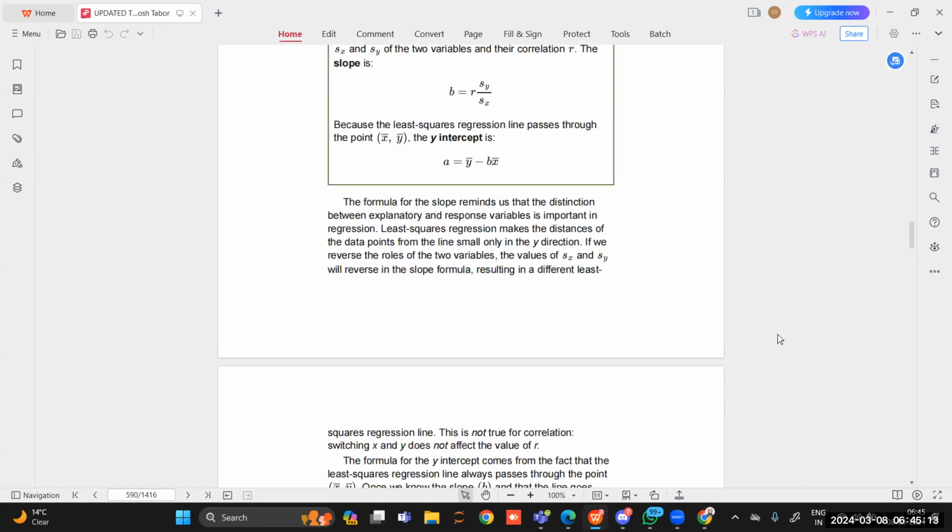The formula for the slope reminds us that the distance between the explanatory and response variable is important in the regression. We know that if the slope is positive, it will be a positive correlation. If the slope is negative, it will be a negative correlation. The least squares regression line makes the distances of the data points to the line small only in the y direction. If we reverse the roles of the two variables, the values of sy and sx will reverse in the slope formula. So I've told you that if we are looking at the regression line y on x, it will be this formula.